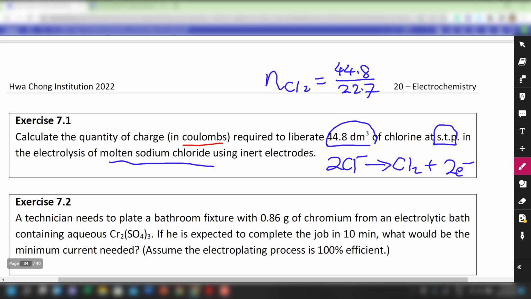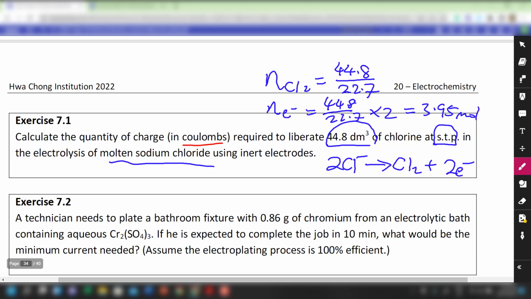So therefore from here, the number of moles of electrons transferred will be equal to 44.8 divided by 22.7 multiplied by 2. If you punch your calculator, you should end up with 3.95 moles.